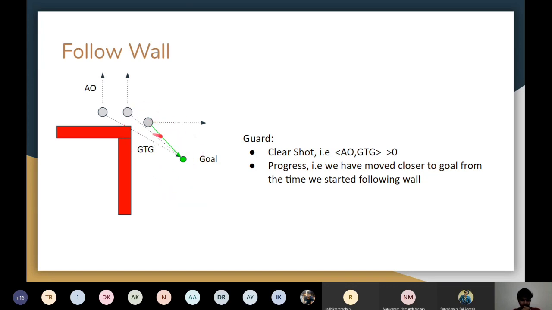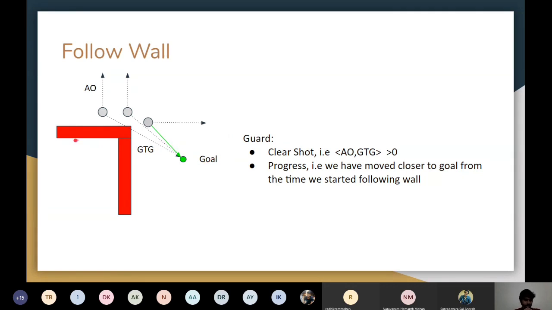Clear shot means there is a direction in which I can go to the goal without having to encounter this obstacle. That is why we are using the avoid obstacle behavior and go to goal behavior, to check if I have actually cleared this obstacle and can proceed in the direction of the goal. So this was one of the conditions.